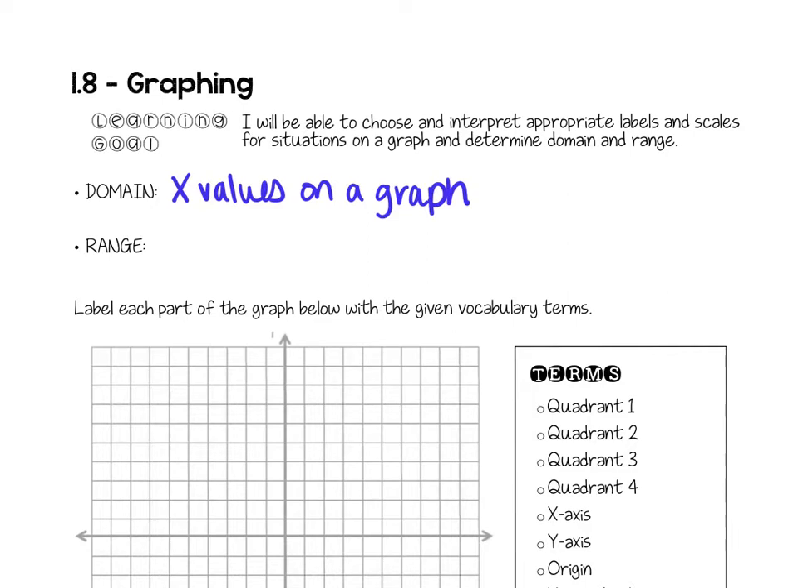All right, so range is the opposite. So what do you think range is? Could it possibly be the y? You are correct. It could be the y.